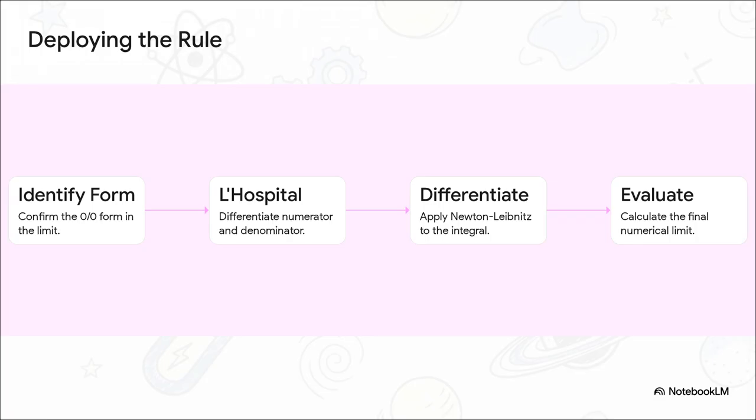Step 1, plug in your limit value and confirm. Yes, you have a 0 over 0 form. Step 2, invoke L'Hopital's rule, meaning you've got to take the derivative of both the numerator and the denominator. Step 3 is where the real magic happens. You use the Newton-Leibniz formula to differentiate that definite integral. You just substitute the upper bound into the function and multiply by the derivative of that bound, then subtract the same thing for the lower bound. Finally, step 4, evaluate the resulting algebraic expression to find your final numerical limit. It's a bit of a sprint for sure, but it is incredibly elegant.